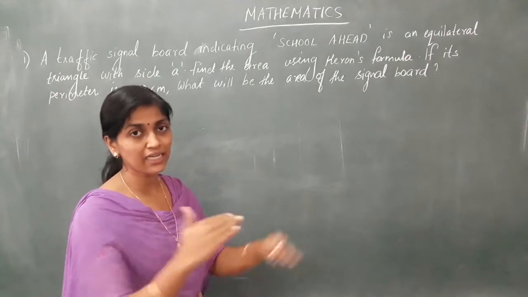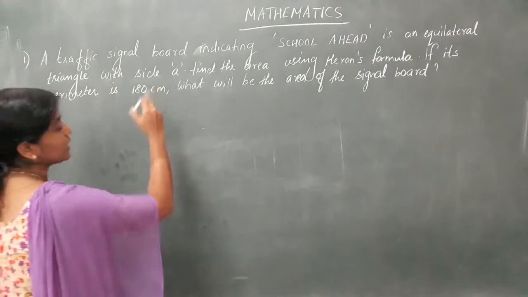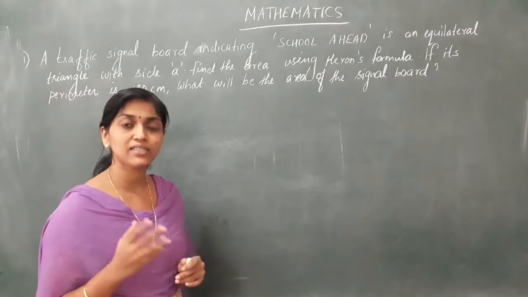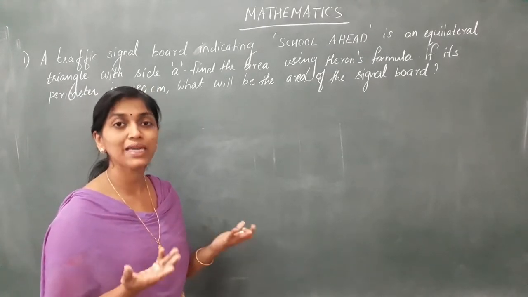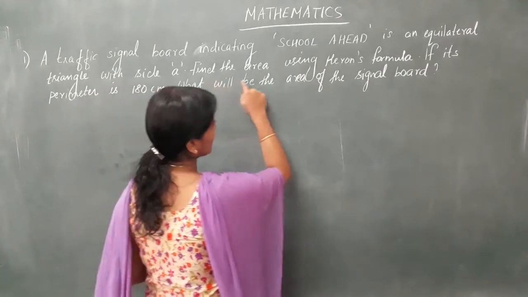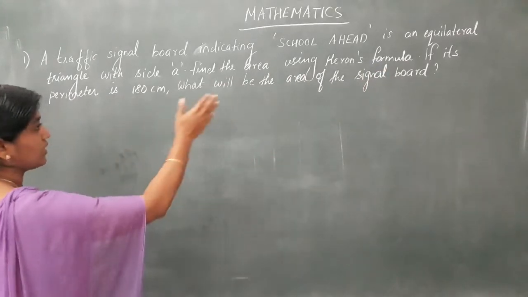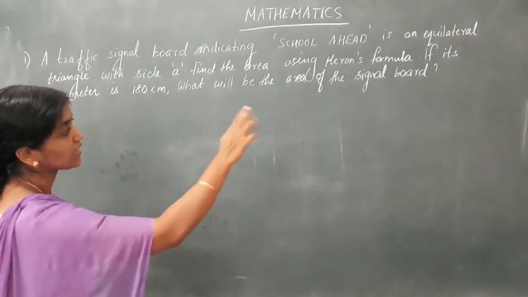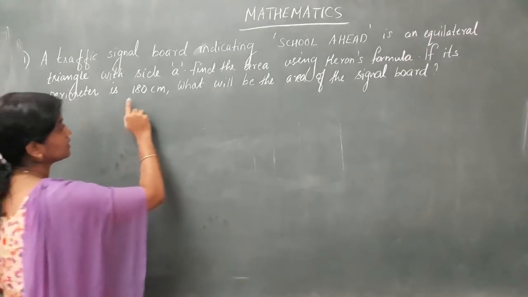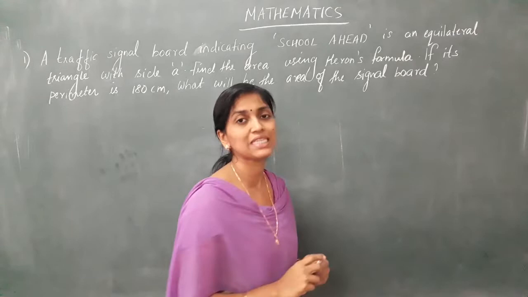So that is inside a equilateral triangle with side A. We are taking the side as some A. It can be any measurement. Then find the area using Heron's formula. That is first part of the question. Second part, if its perimeter is 180 centimeter, what will be the area of the signal board?